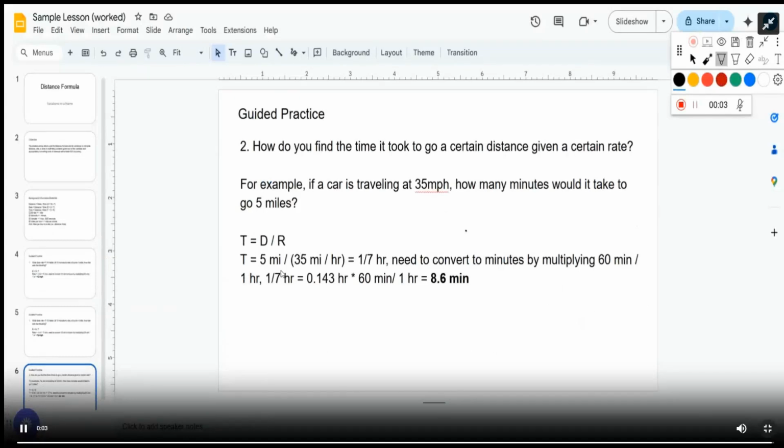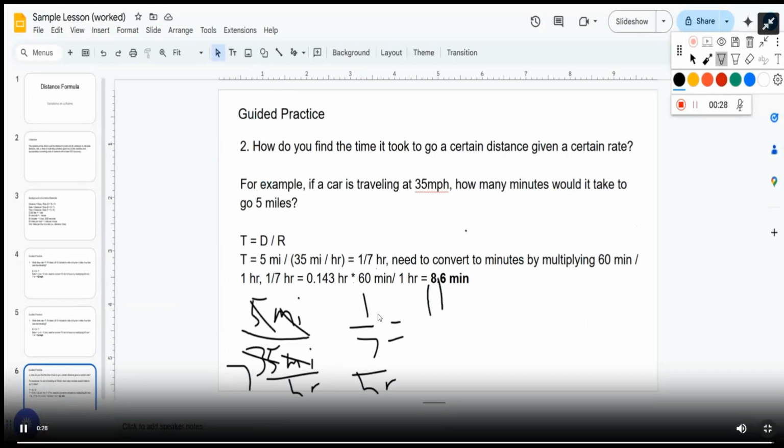So in this case, we have our distance of 5 miles and our rate of 35 miles per hour. So we have 5 miles divided by 35 miles per hour. So that equals 1/7 hour. Or you can get rid of the miles, bring the hour up to the top, and it would be 1 hour over 7. And so that equals 0.143 hours.